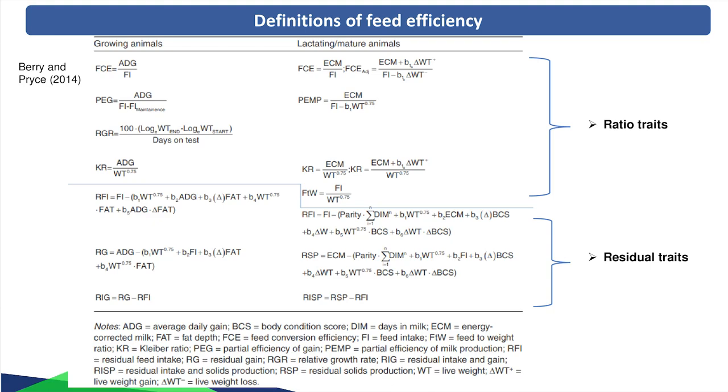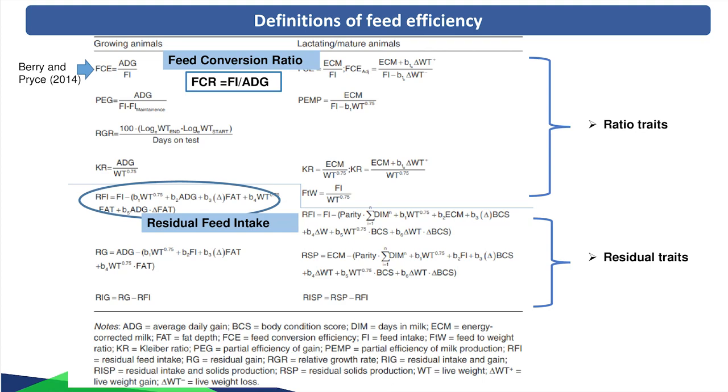At the top of the table, what we have are what we call ratio traits, and at the bottom, the residual traits. Today, I'm going to focus on two of this group of definitions. One is the feed conversion ratio, that is the inverse of this one, and residual feed intake, that has become one of the most commonly used measurements of feed efficiency.